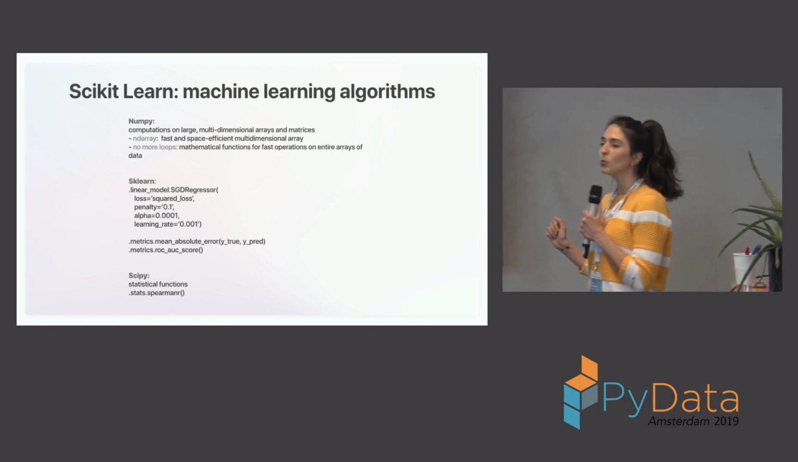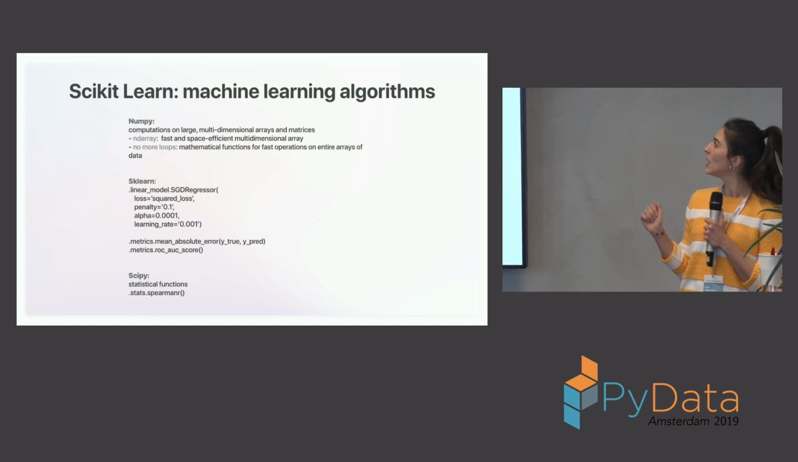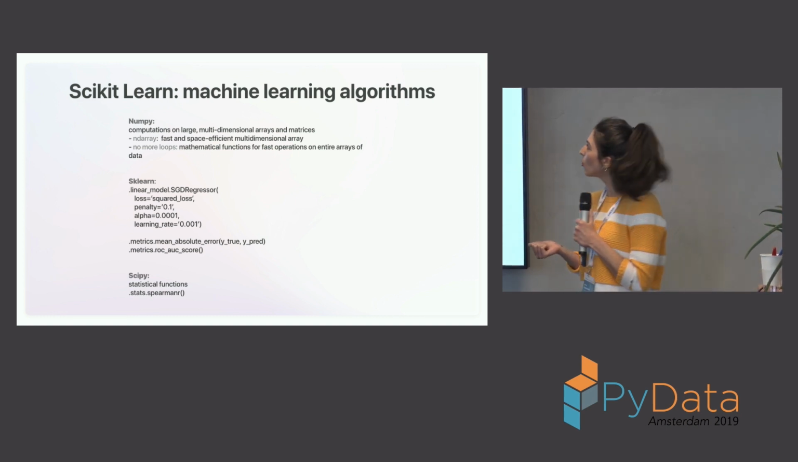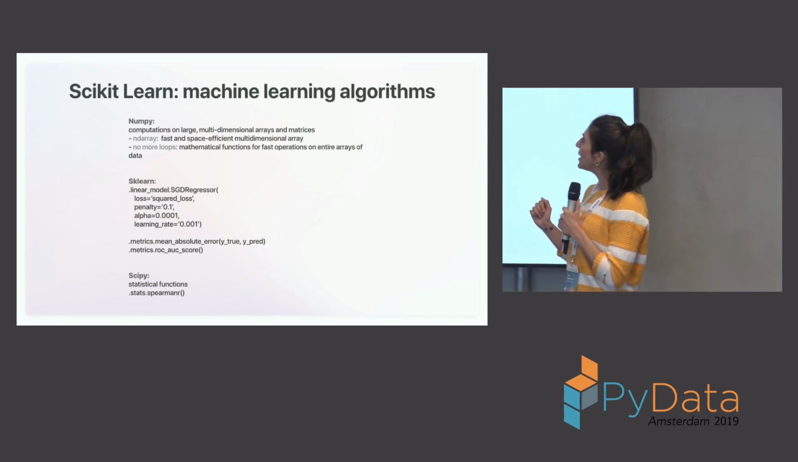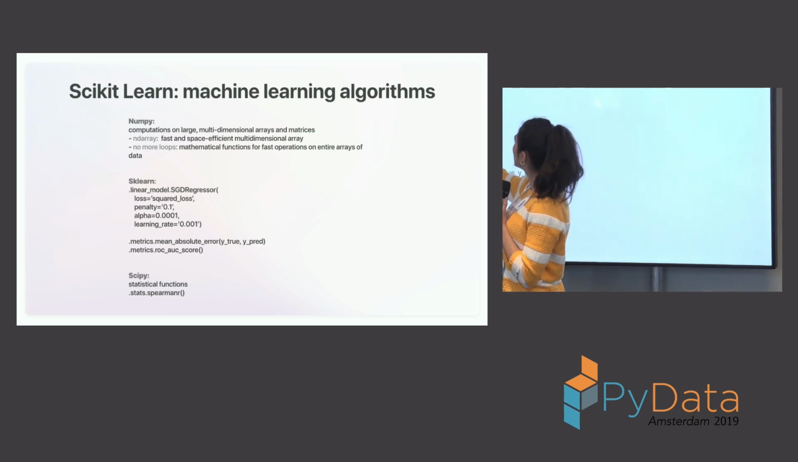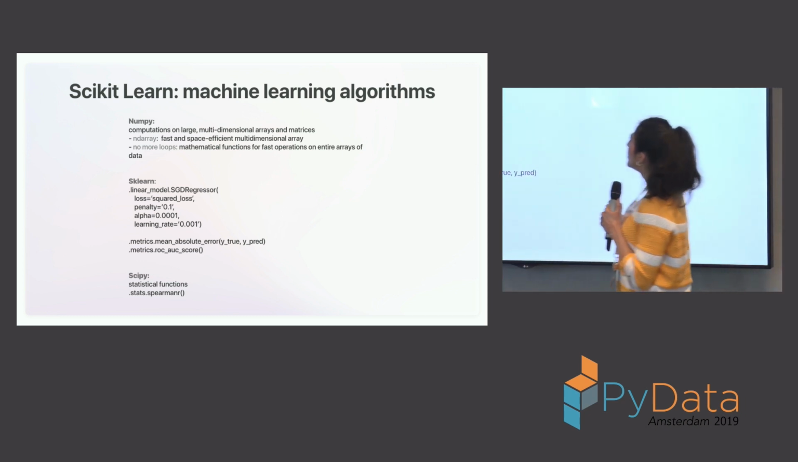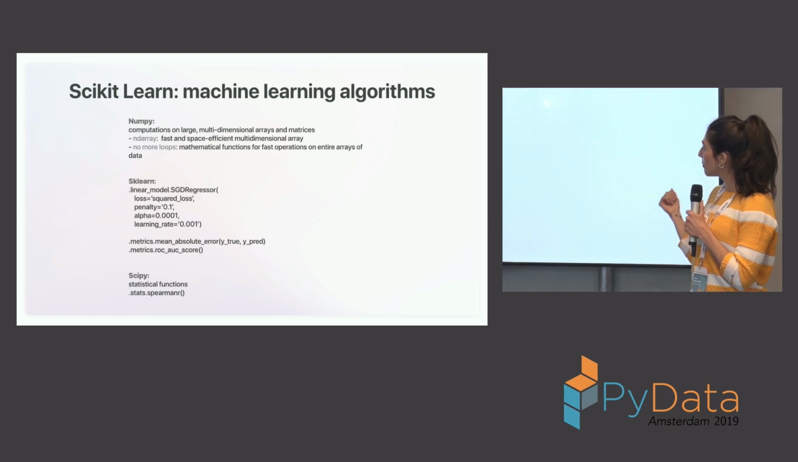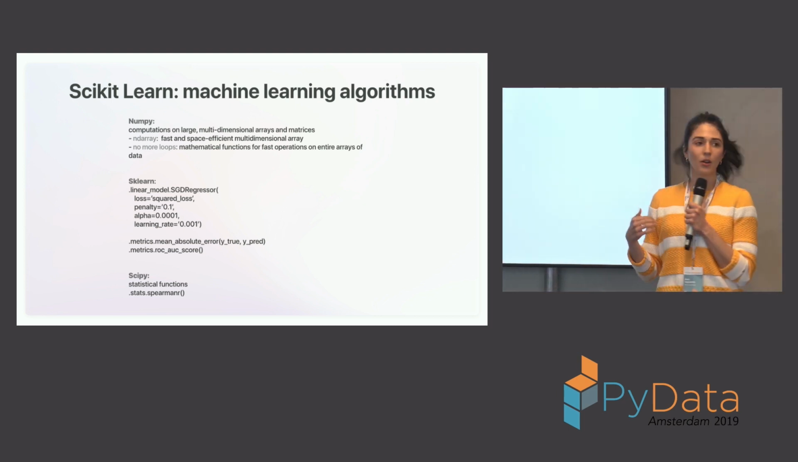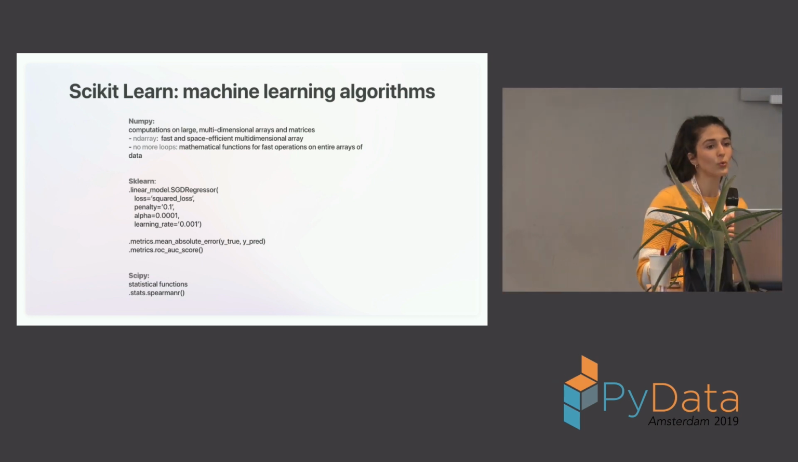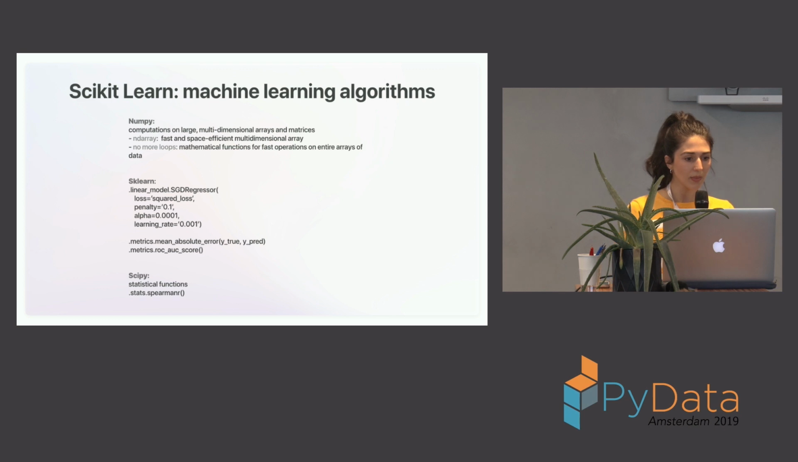But before doing that, we have to convert our data frames into vectors and matrices, because this is how machine learning models work. So NumPy is the library. From NumPy, we should use ndarray, which is for fast and space-efficient multidimensional arrays. And we can use vectorized functions instead of loops, which is more efficient.